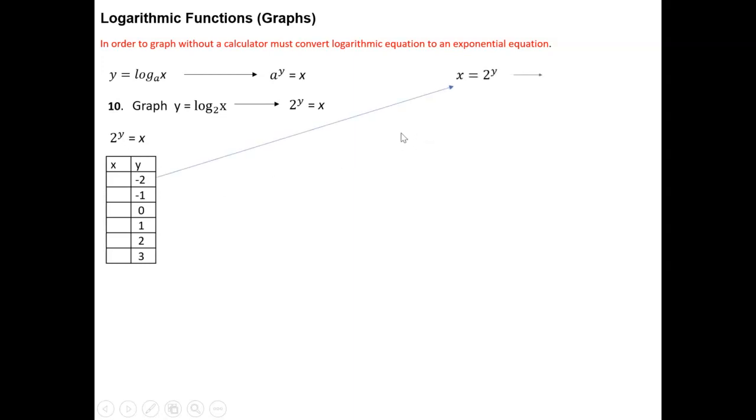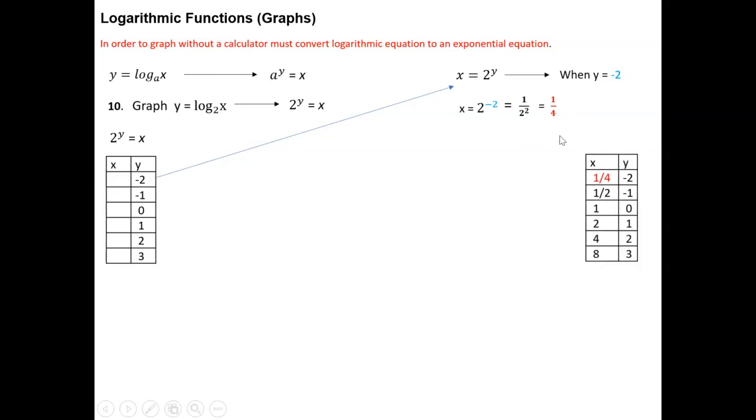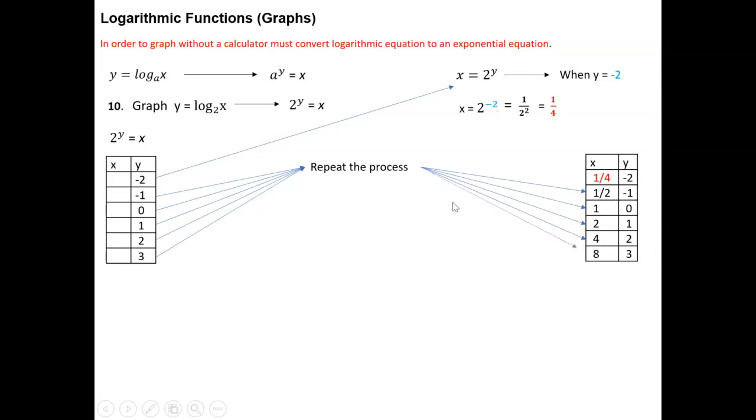So again, we're going to do like before. When y equals negative 2, we plug it in there, and it's going to give us 1/4. So when y is negative 2, x is 1/4. You see, here's my solution, guys. And again, repeat the process. When y is negative 1, it's going to give us 1/2. When y is 0, x will be 1. When y is 1, 2 to the first power will give us 2. When y is 2, 2 squared will give us 4. See, that's where the 4 comes from. When y is 3, we plug into x equals 2 to the third power, and it's going to give us 8.